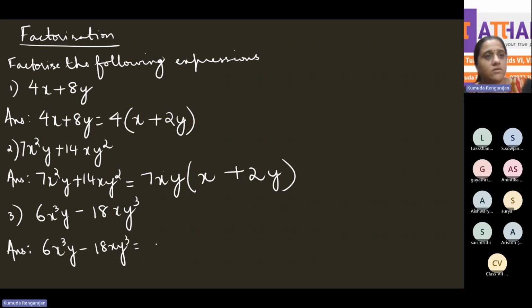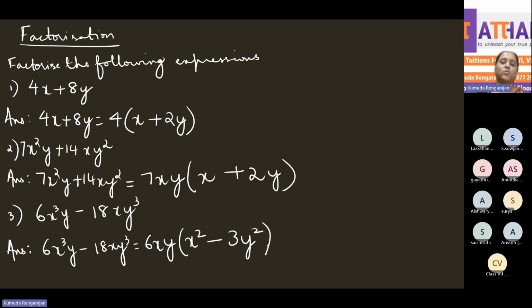Now what's the HCF? 6x. How, x squared? xy. Yeah, xy. Bracket. x into what is x cubed? x squared. x into x squared is x cubed. Then minus 3y squared.